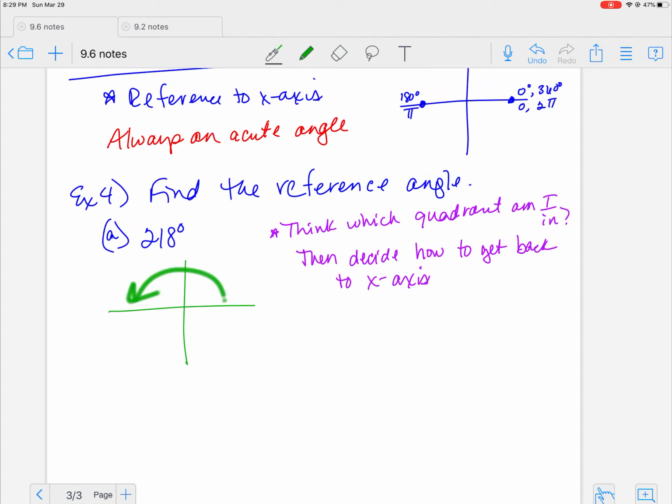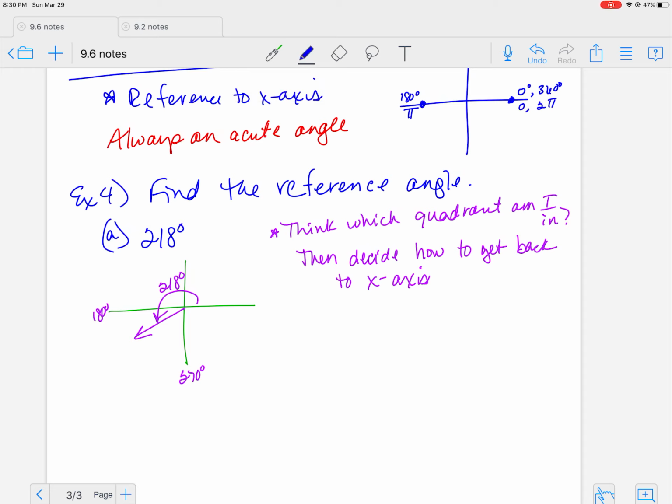So for 218, I know this takes me to 180. This is 270, so 218 degrees has to be between them. It's going to be approximately there because I know that this one's 180 degrees and this is 270 degrees. Do you see how we're getting there? So all the way around is going to be 218 degrees.